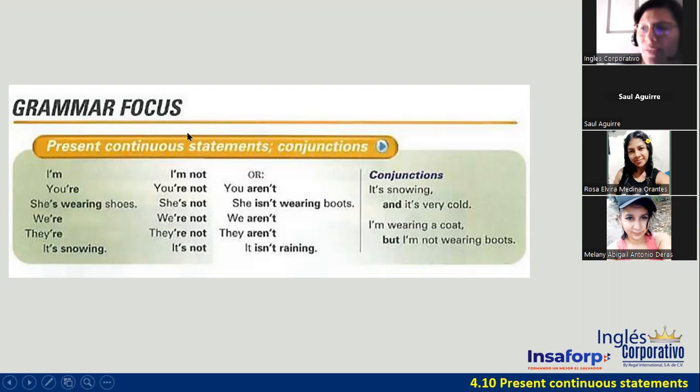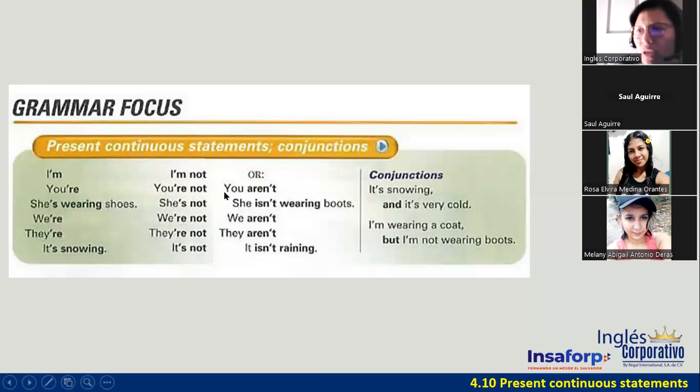So as I was saying before, guys, when we are working with present continuous, as you can see, we have the three different elements, right? I'm wearing shoes, you're wearing shoes, she's wearing shoes, we're wearing shoes, they're wearing shoes, it's snowing. You can use the contractions, ¿verdad? Usted perfectamente puede usar las contracciones o puede usar las formas completas. No hay problema. Teacher, ¿cuál es lo más recomendable? Bueno, las contracciones son las que usamos cuando hablamos, ¿verdad? Y las formas completas cuando escribimos algo formal, un correo, un reporte, ¿verdad? Etcétera.